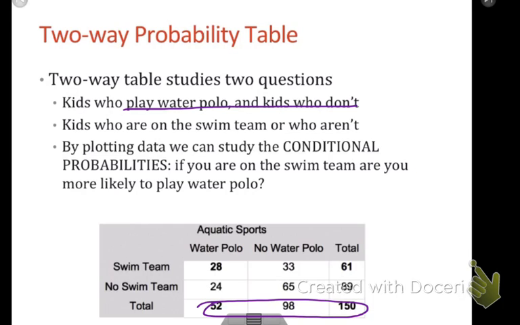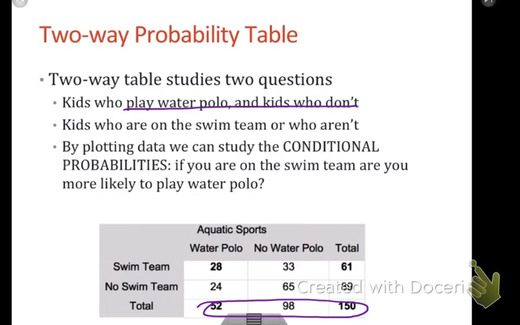Okay, and here's the last idea. This is just kind of introducing what it could look like. This is called a two-way probability table. And you see it's a two-way table because it's considering two different questions. The first question is kids who play: how many kids play water polo versus how many kids don't. The data I've circled at the bottom represents 52 kids who play water polo, 98 kids who don't, which is a total of 150 kids.